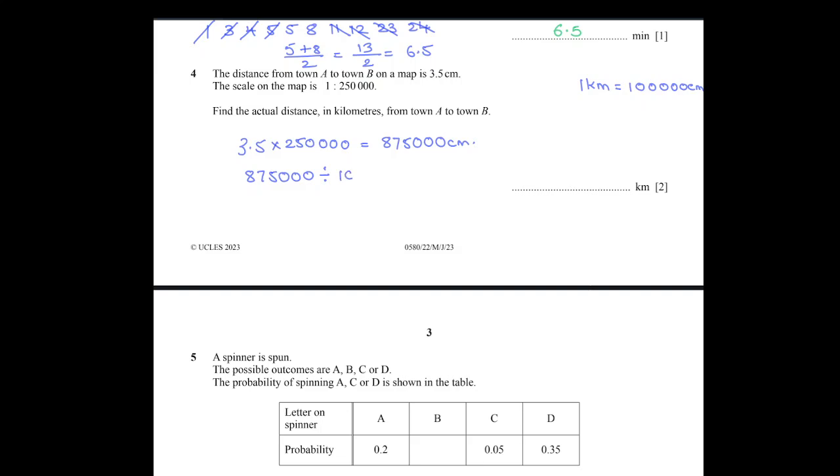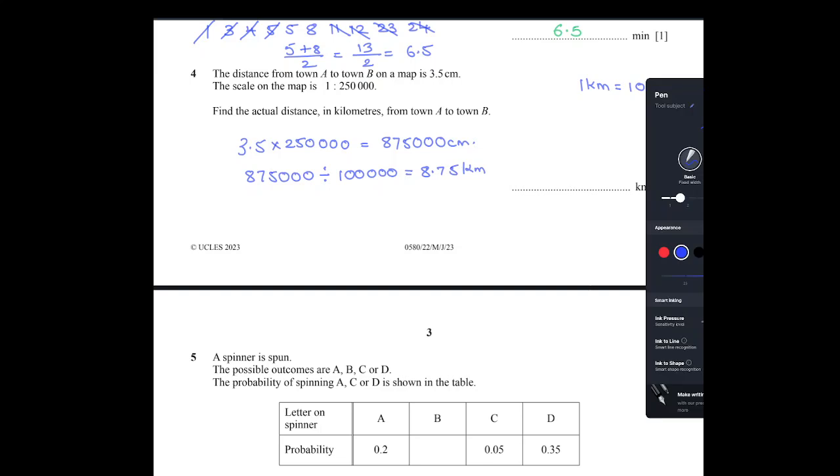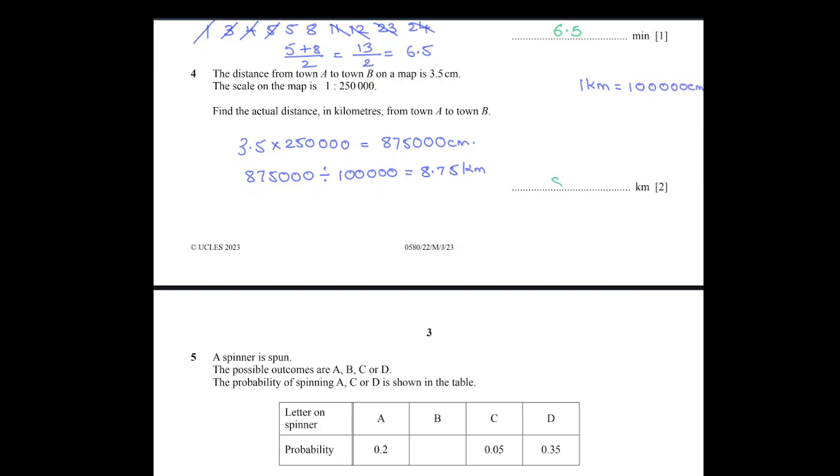So divided by 100,000. When you are converting from a smaller unit to a bigger unit, you will divide with the corresponding number. So here we have to divide with 100,000. So it is 1, 2, 3, 4, 5 digits. You have to move the point. So 8.75 kilometers is the answer. 8.75. Question number 4 is done.